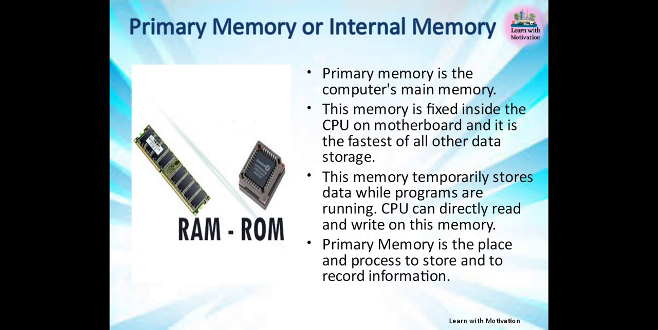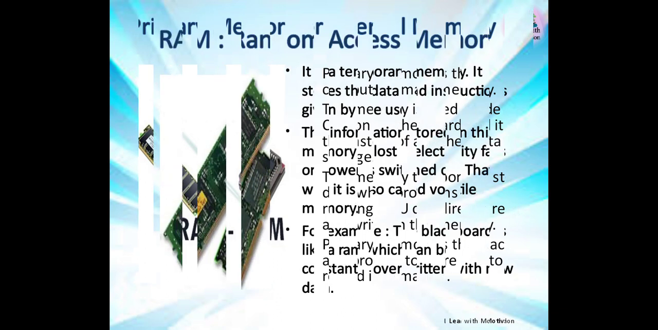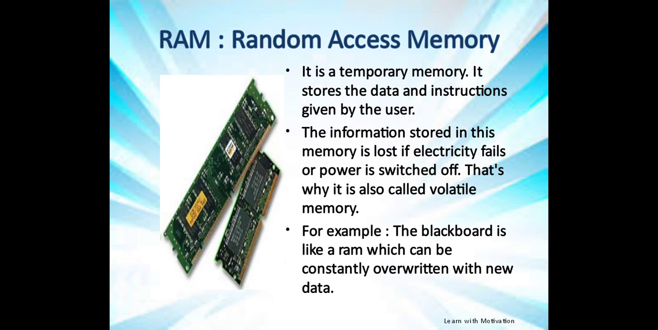Primary memory or internal memory. Primary memory is the computer's main memory. This memory is fixed inside the CPU on the motherboard. It is the fastest of all other data storage devices. This memory temporarily holds data while programs are running. The CPU can directly read and write on this memory. Primary memory is the place and process to store and record information. There are two types of primary memory, RAM and ROM.